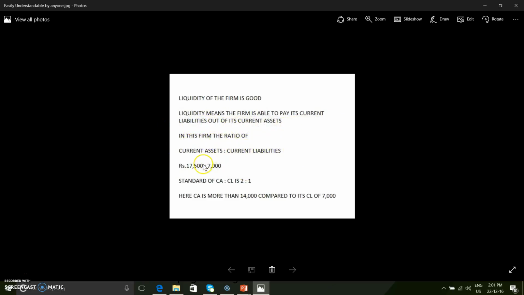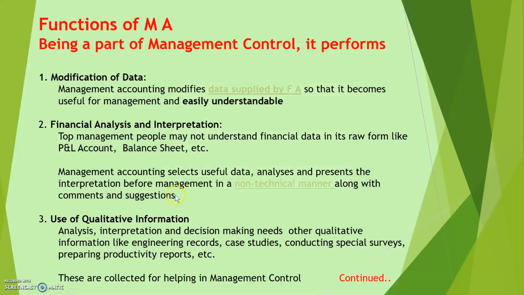In this form, the ratio of current assets to current liabilities is 17,500 to 7,000. The standard is 2:1. Here, if we compare, the current liability is 7,000, and the current assets is actually 17,500. So it is much more than 14,000. So definitely the firm has sufficient liquidity. This is how even the common man can understand if the information is given in a non-technical way. So that is what management accounting does.